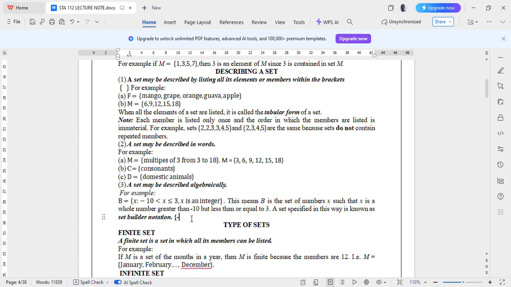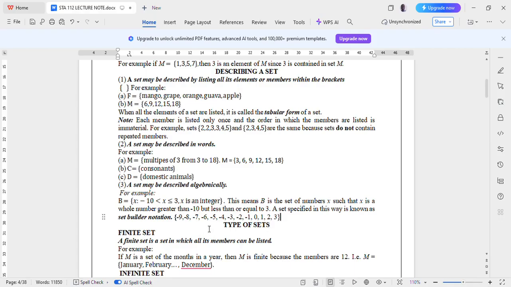So minus 9, minus 8, minus 7, minus 6, minus 5, minus 4, minus 3, minus 2, minus 1, 0, 1, 2, 3. Then you close the curly bracket. So this is the set now.